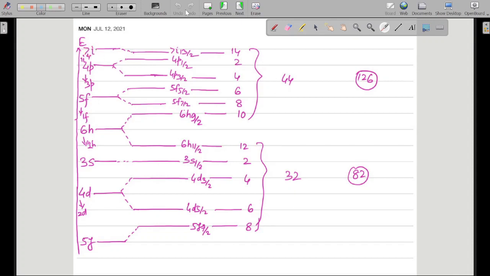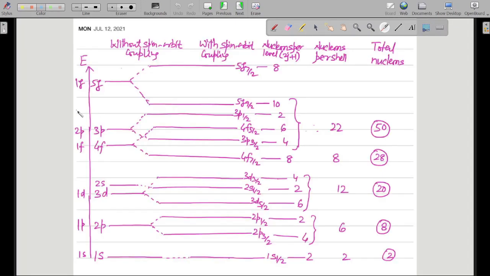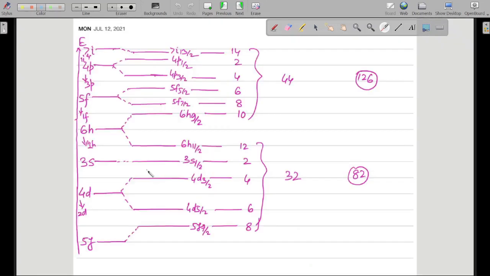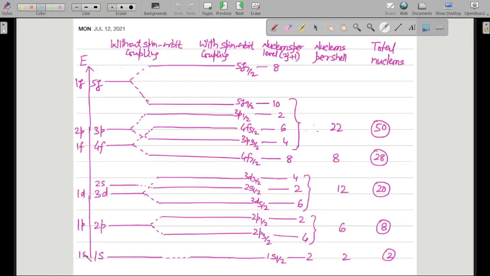Okay, and what about the other convention? The other convention has been written over here, and on the next page it has been written over here as well. So how to understand the other convention? The other convention does not include the principal quantum number, that is, the shell number. Now let us understand the other convention.